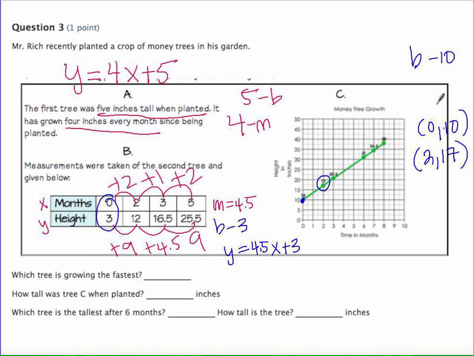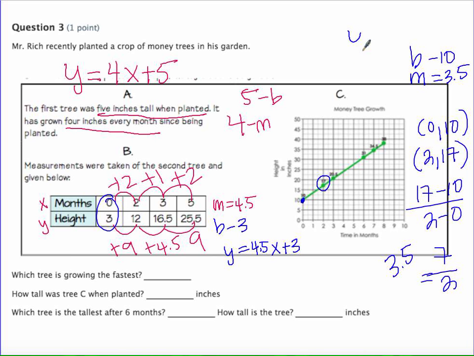And find my slope from 2 points. So y2 minus y1 is 17 minus 10 over x2 minus x1 is 2 minus 0. So 17 minus 10 is 7, 2 minus 0 is 2. So this tree is growing 3.5 inches a month. So the slope is 3.5, and the equation for tree C would be y equals 3.5x plus 10.